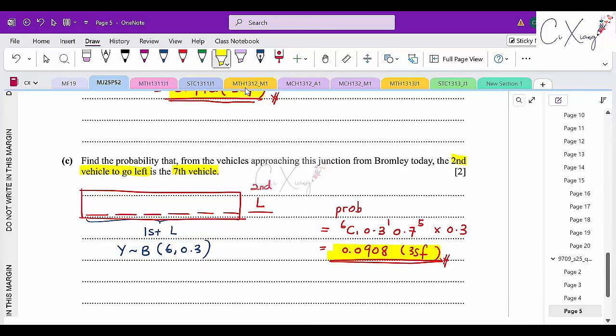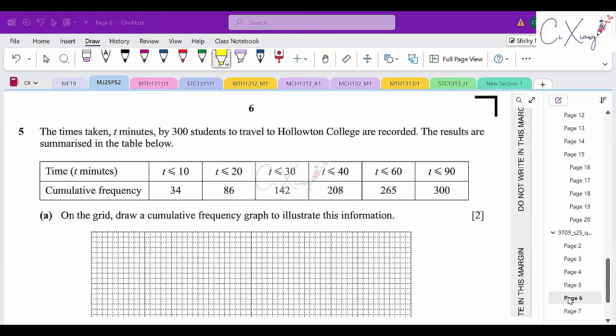Okay, so this is how we get question number 4. Alright, so question number 5. The time taken, T minutes, by 300 students travelling to Holoton College is recorded. The results are summarized in the table shown. We are having all the upper class boundaries here because they are given as t smaller equals to 10, t smaller equals to 20, and so on. I assume that these are the upper class boundaries, and we are also given the cumulative frequency. On the grid, they want us to draw a cumulative frequency graph to illustrate the information, and since we are given the upper class boundary and the cumulative frequency already, we can directly plot the graph.